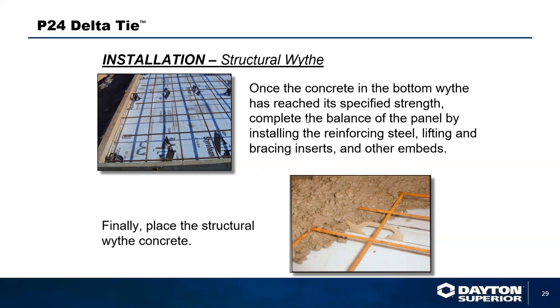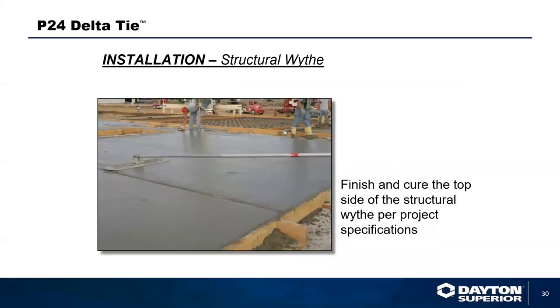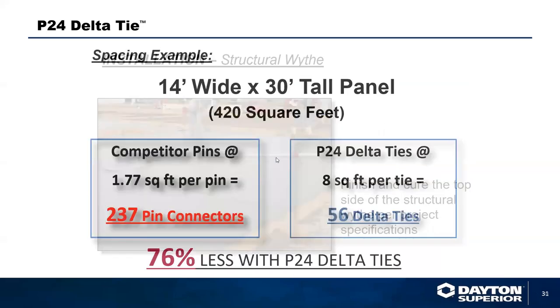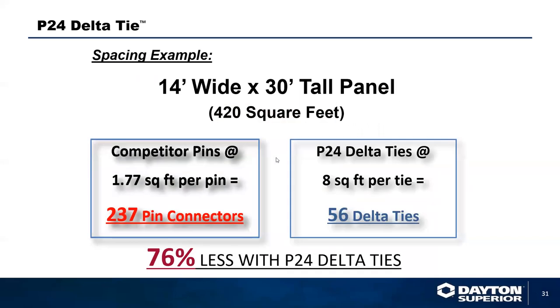Once the rebar is put in place, you're going to pour the rest of the concrete, strike it off, and then hit it with a screed to screed off the backside of the panel, then put a curing compound on it and allow the material to cure.